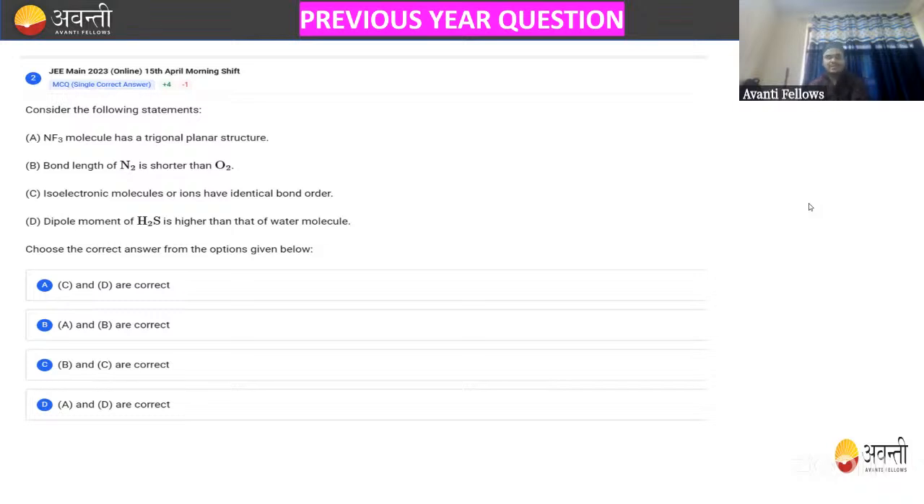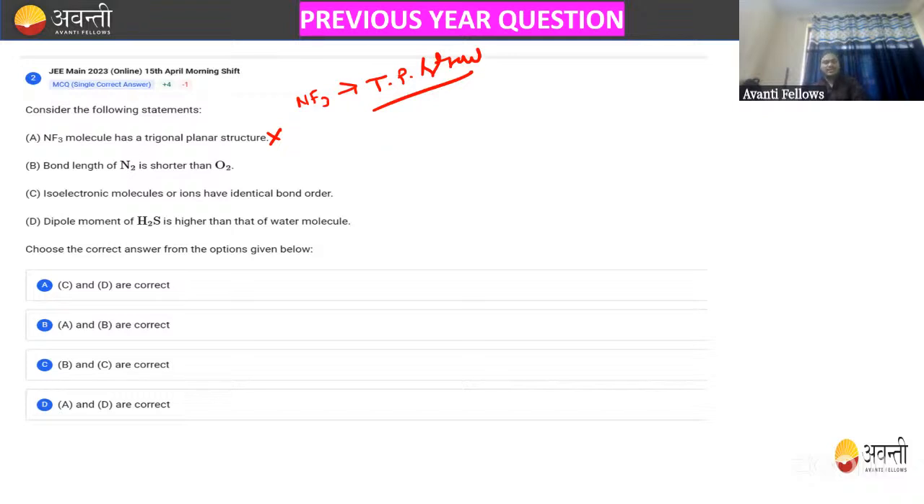You have to identify the correct answer from the given options. The first one is: NF3 molecule has a trigonal planar structure. Is this correct? BF3 has a trigonal planar structure. Does NF3 also? No. NF3 molecule has a trigonal pyramidal structure, right? So this statement is incorrect. NF3 has a trigonal pyramidal structure. ठीक है? So this statement is incorrect.